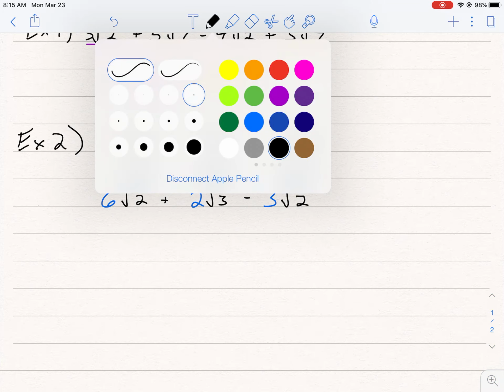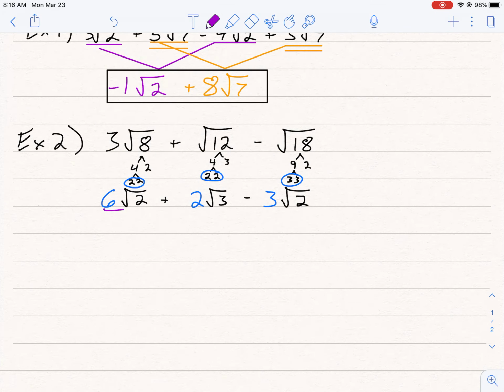Now, let's combine our like terms based on our radicals. I've got a 6 square root of 2 here, and I've got a negative 3 square root of 2. So when I add those two together, I'm going to get a positive 3 square root of 2. And then this 2 square root of 3, there was nothing to combine with, so that's going to remain 2 square root of 3. So that is my answer for this problem here.